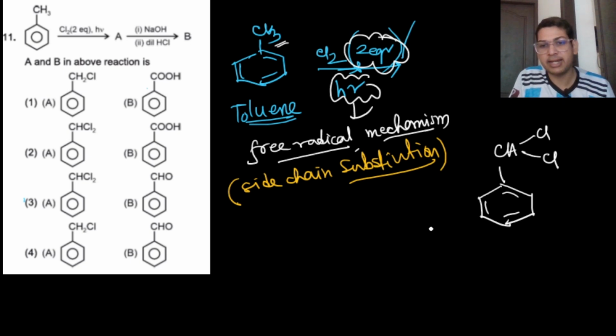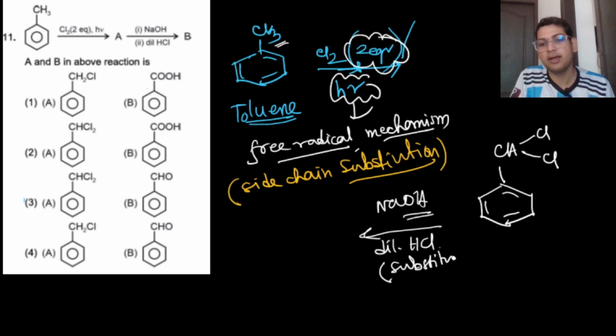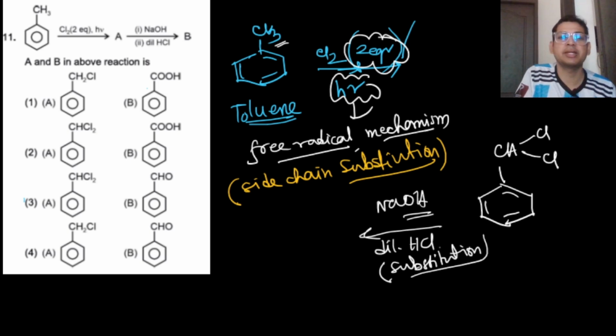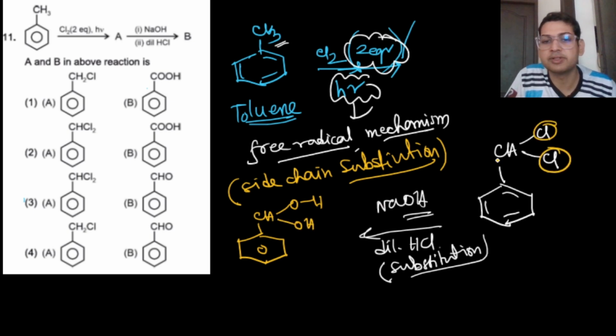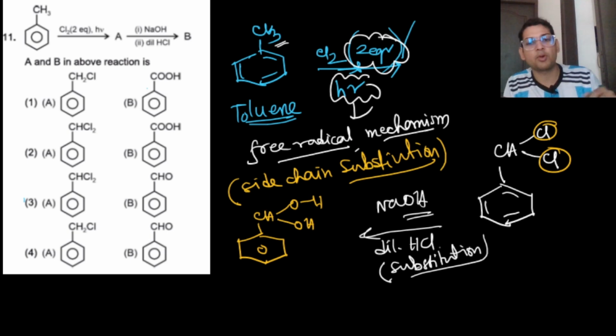Then it is given NaOH, dilute HCl. NaOH means OH minus, so we can expect a substitution reaction here. With that you will get the benzene ring with CH(OH)(OH), both Cl substituted by OH groups. But now there is a problem. Let me just take another page. So till now we have got this thing.